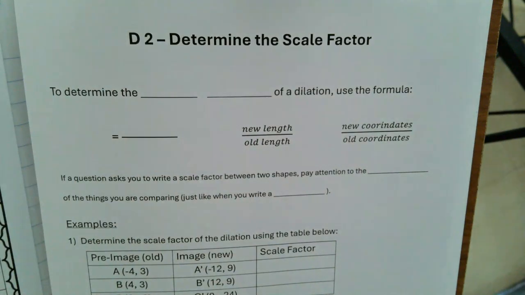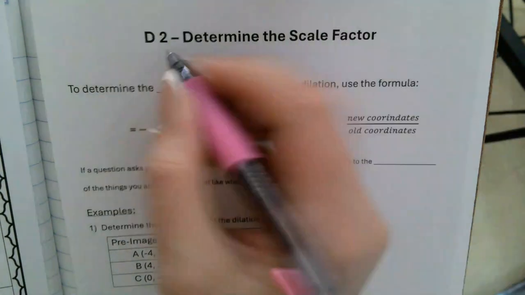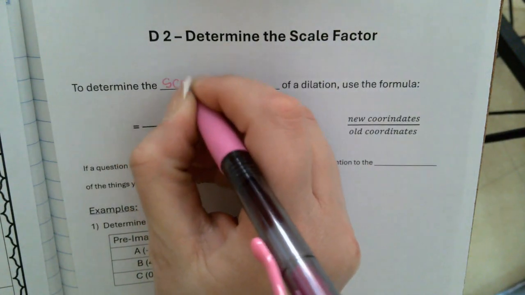All right, so determine the scale factor. What we've been doing up until this point is we had given you the original points of that pre-image. We told you the scale factor, and then you had to figure out what the new points, the new coordinates would be. We're working backwards this time. So to determine the scale factor, that is these first two blanks right here.